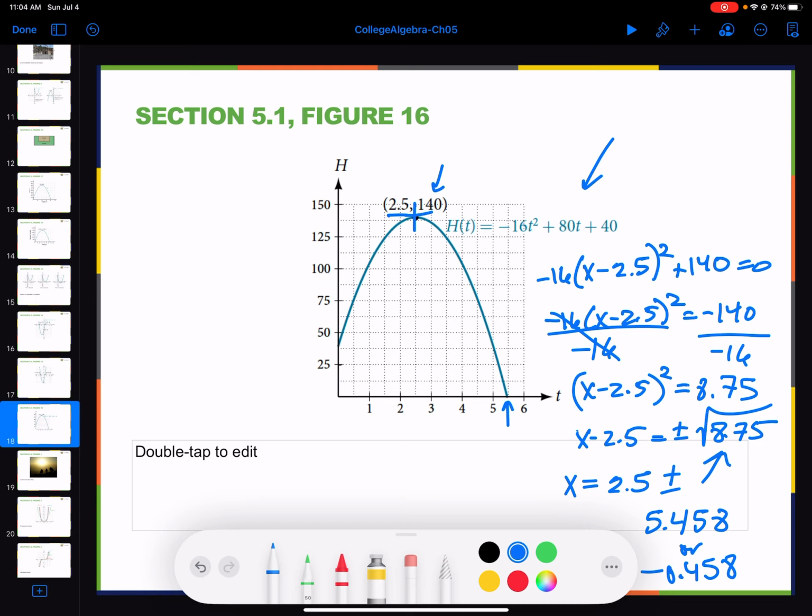This is when I would like you to consider the question at hand. So it's talking about height at a certain time. So negative is not going to make sense. So we only want our positive value. So this actual number occurs at approximately 5.458 seconds. That's when the ball will hit the ground, aka that is our x-intercept. And that's it for this section.